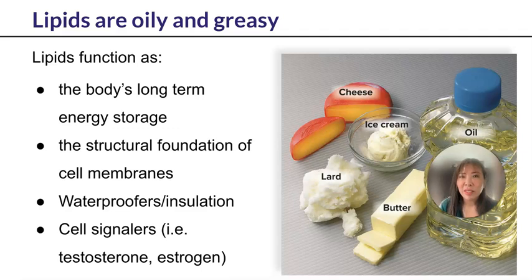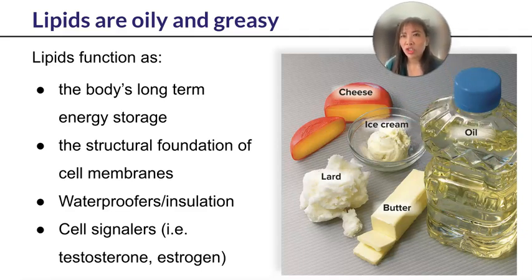And we tend to think of these different food components as lipids right here. So here we have cheese, ice cream, lard, butter, oil. These are all different versions of lipids that we actually consume. For our body, lipid is considered a good long-term energy source. Lipid also is the structural foundation of cell membranes.